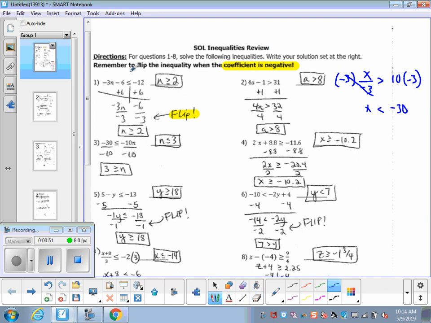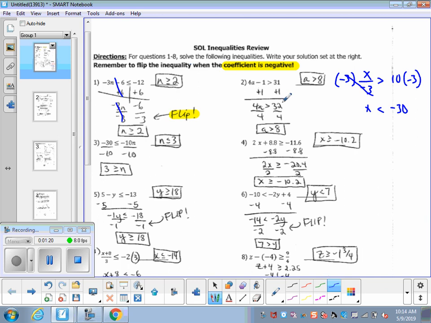Now we're going to dive on in here, taking a look at number 1. So we have a constant of -6. When you add the 6 to both sides, the -12 plus 6, we get closer to 0, and we're at -6. So this cancels out, and we're left with our -3n, and it equals the -6. So right here, because we're dividing both sides by this negative coefficient, we will flip the symbol. Notice I turned it around, and the negative divided by negative is positive. So n is greater than or equal to 2.